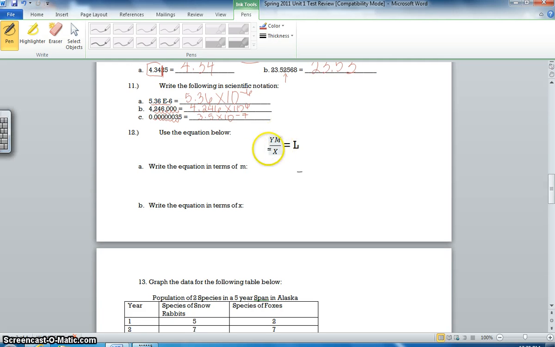Okay, so now I want the equation in terms of m. That means we're going to solve for m. We want m equals something. So m's right there. I'm going to multiply both sides by x. That's a little confusing with the multiplication sign being the same, but x is going to cancel here. So I get ym equals lx. And I'm going to divide by y. Y's are going to cancel. So there's my answer: lx over y.